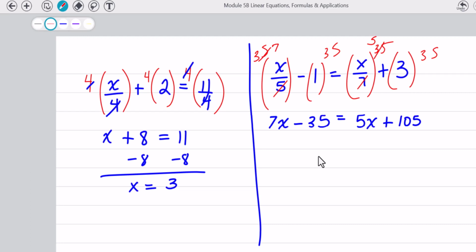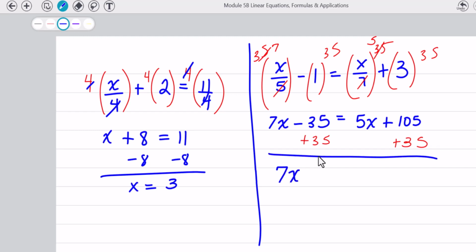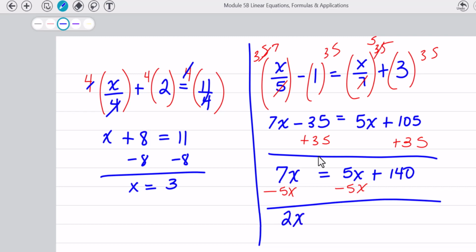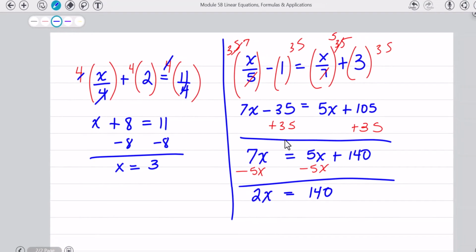And now I just simply start moving things around. So plus 35, straight across there, 7x equals 5x, and I want to add 35, so that's 140 plus 140. Get my x's together, so subtract 5x on both sides. And so I get 2x equals 140. And finally divide both sides by 2. And I get x equals 70.